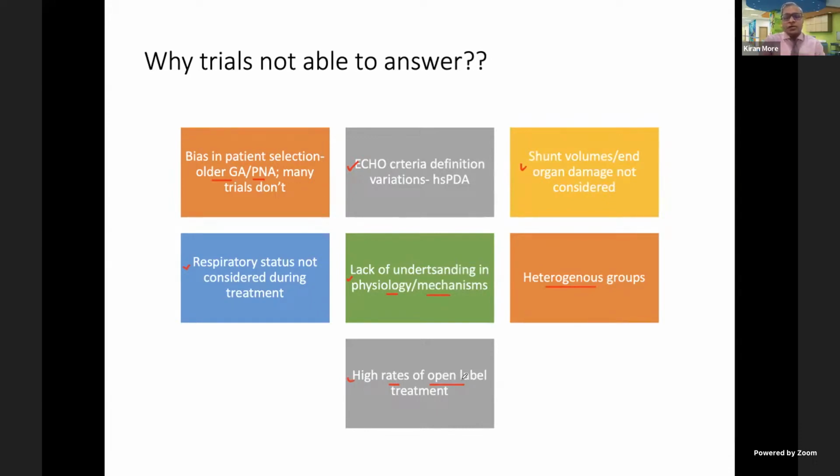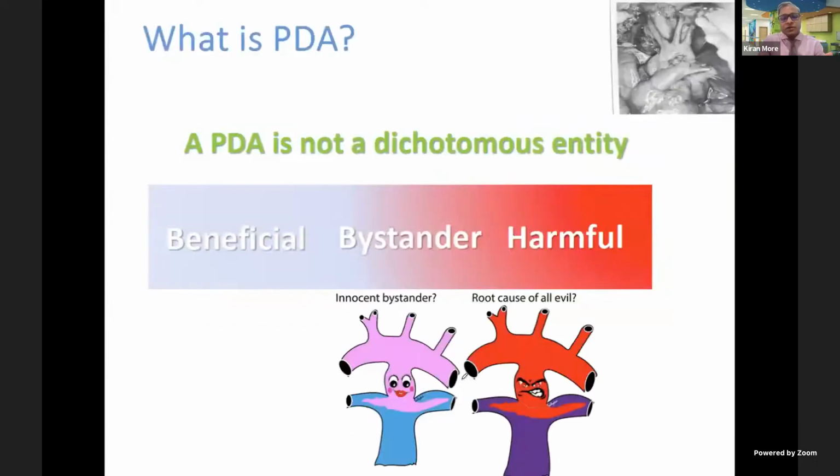And that could be the reason we did not get a very clear-cut answer, and the trials have shown no difference with either approach. So this comes to a point: do we consider PDA as a dichotomous entity? Many times our residents, who are excited and learning the echo, find the PDA and get excited: okay, this baby has PDA, I want to treat.